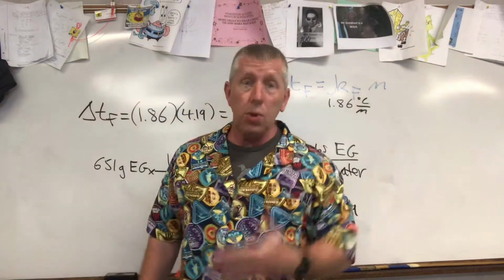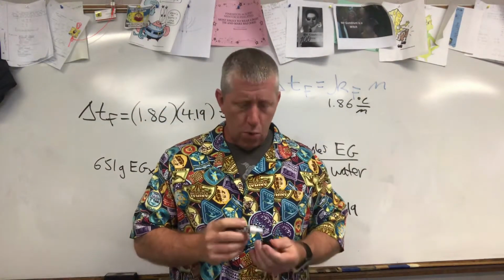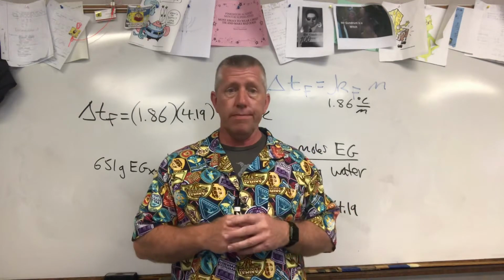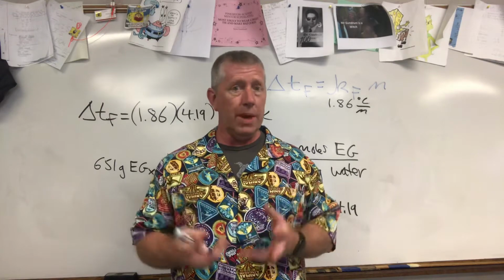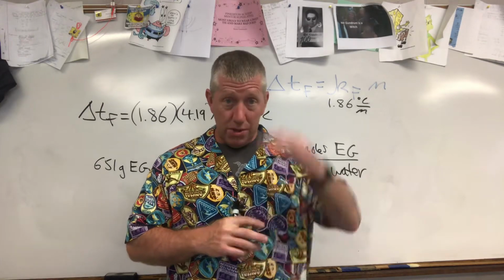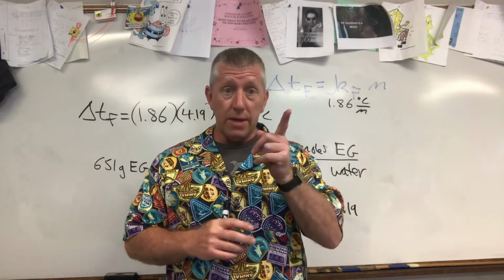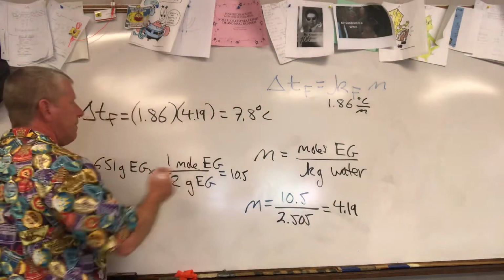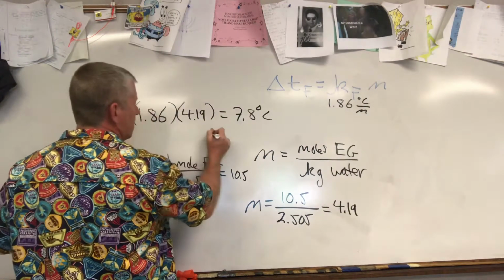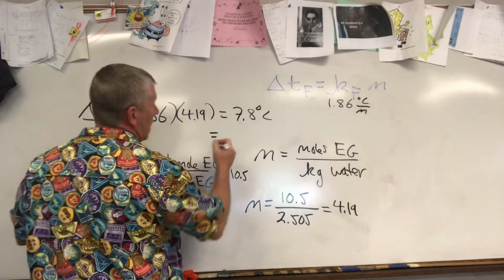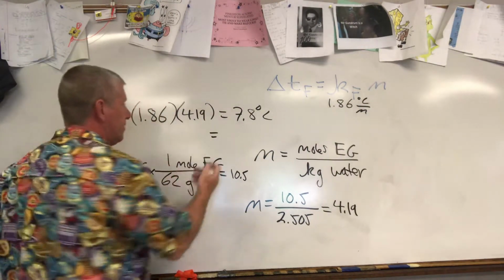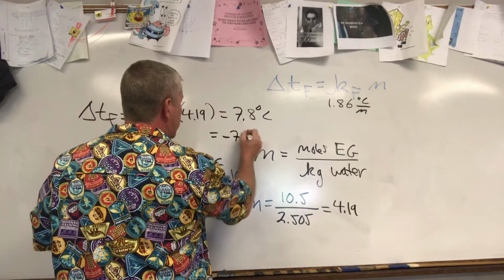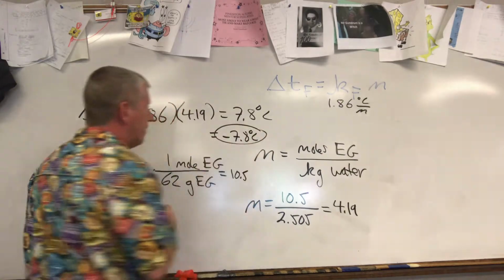So the question was, what's the freezing temperature? Well, you know that water normally freezes at 0 degrees. So it changed by 7.8. It's a depression change, so 0 minus 7.8 is negative 7.8. So now we have our answer for the freezing point. This is the freezing point of the solution of the ethylene glycol in water, and that would be negative 7.8 degrees Celsius. Okay, that's one of our answers.